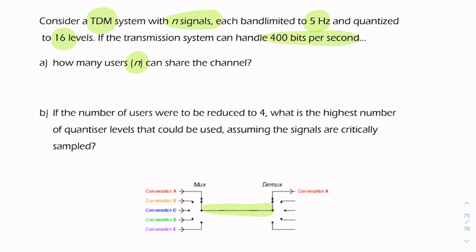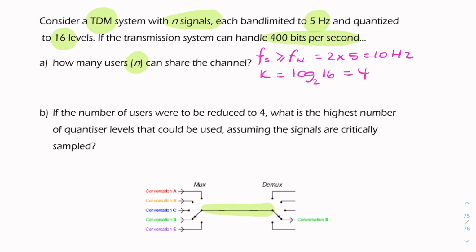So in this little animation here, we have 5 users, A, B, C, D, E. How many users could we have on a channel that can support 400 bits per second? So we'll start with the digitizer. So the sampler will be operating at least at the Nyquist rate, which is 2 times 5, which is 10 Hertz. The number of bits, I'm not going to use n because n is reserved for the number of signals. Let's call it k. That's just log of 16 to the base 2. That gives you 4. Done.